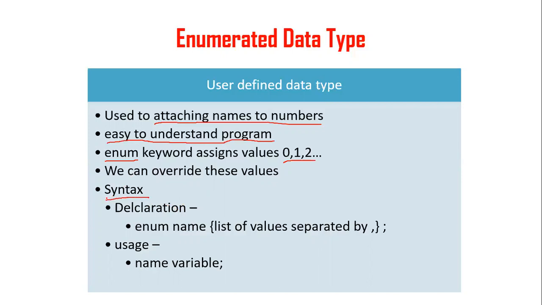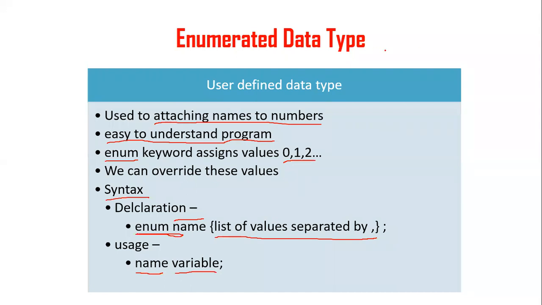Then we have the syntax, how it goes on. We have enum, which is the keyword, and you can give whatever name you want related to your work. Then we can have a list of values separated by commas. Then how to use it? Like any other data type, we will declare the name of the data type and declare a variable for it, and finally we are going to make use of it.